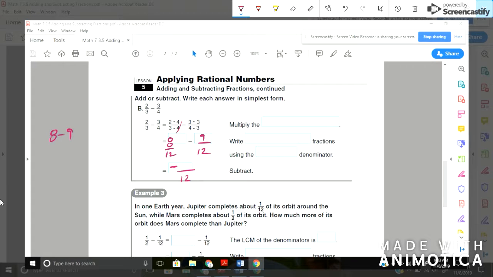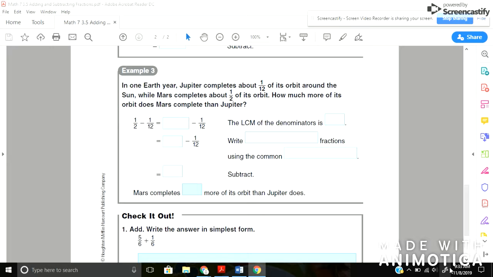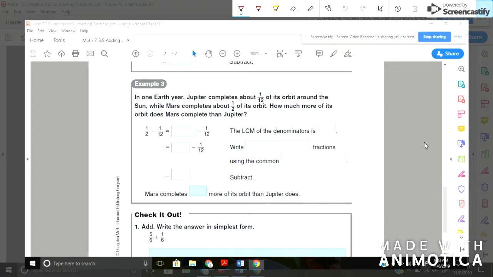And then what would 9 minus 8 be? Well, 1. So negative 1/12 would be our answer. Okay, let's go to example 3, where we have a word problem now. It says, in one Earth year, so 365 days, Jupiter completes 1/12 of its orbit around the sun, while Mars completes about half of its orbit. How much more of its orbit does Mars complete than Jupiter?